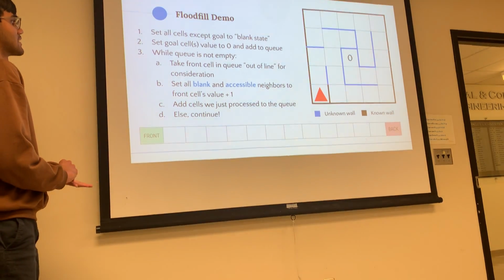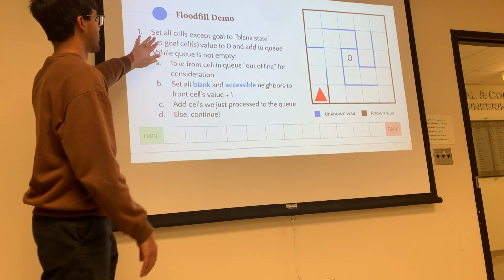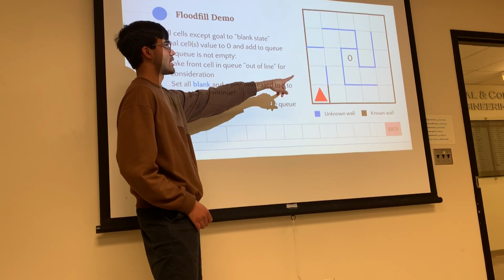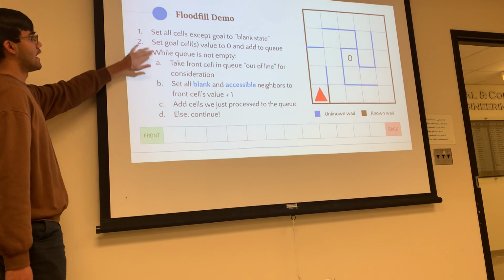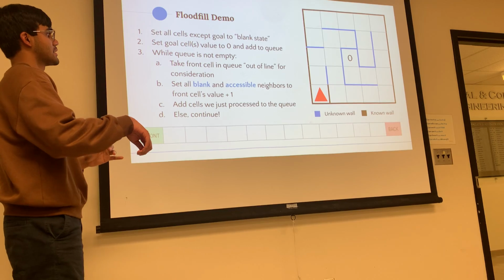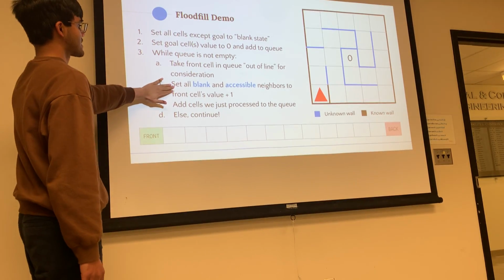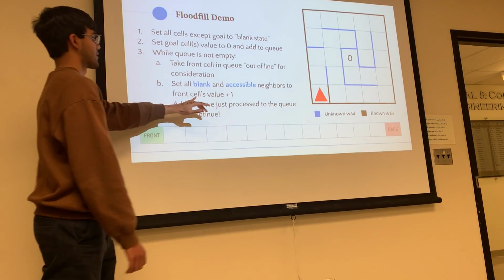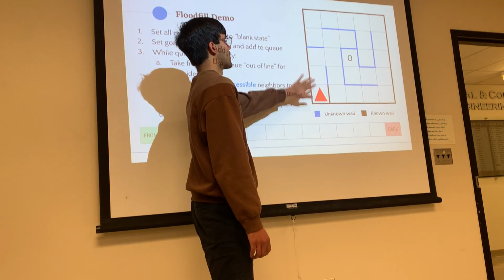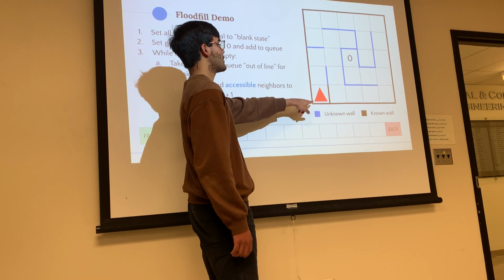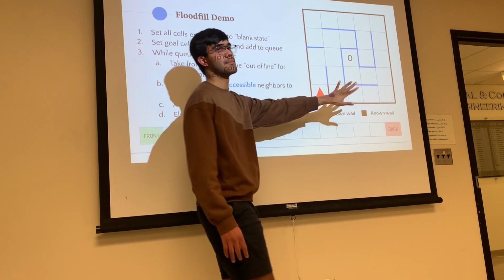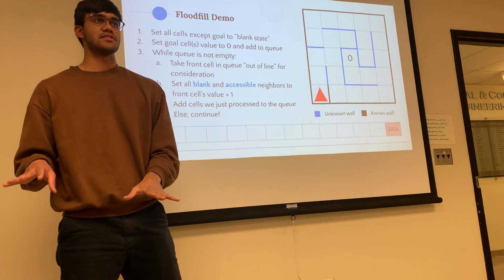So now let's take our first step where we set all the cells except our goal cell to 0. Then we add our 0 or goal cell into the queue. We remove it from the queue, and now we are at the step where we set all blank and accessible neighbors to the front cell's value +1. Take into account that the only walls we know are the outer walls plus this wall. So we don't even know that these blue walls exist yet. Maybe we know, but the robot itself does not know.